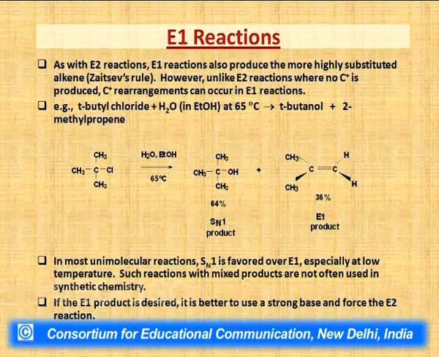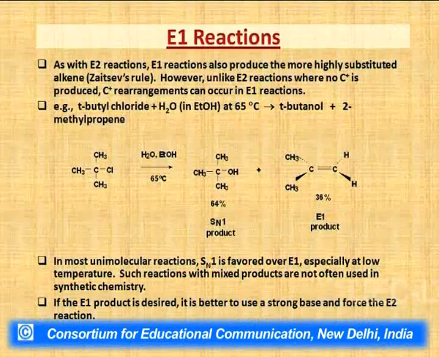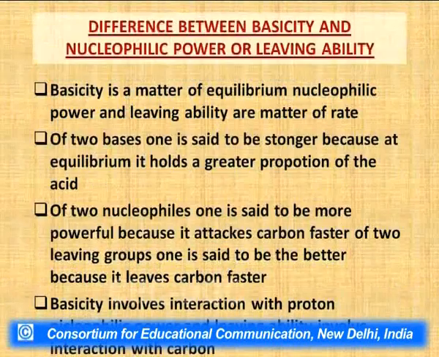For example, when tertiary butyl chloride reacts with water in ethanol at 65 degrees Celsius, we get tertiary butanol along with methylpropene. In most unimolecular reactions, SN1 is favored over E1, especially at low temperature. Such reactions with mixed products are not often used in synthetic chemistry. If the E1 product is desired, it is better to use a strong base and force the E2 reaction. Note that increasing the strength of the nucleophile favors SN1 over E1.